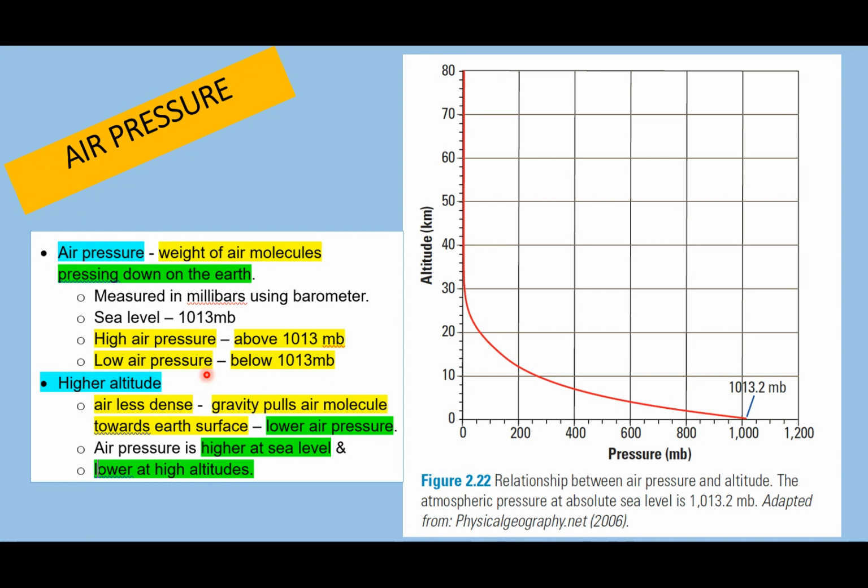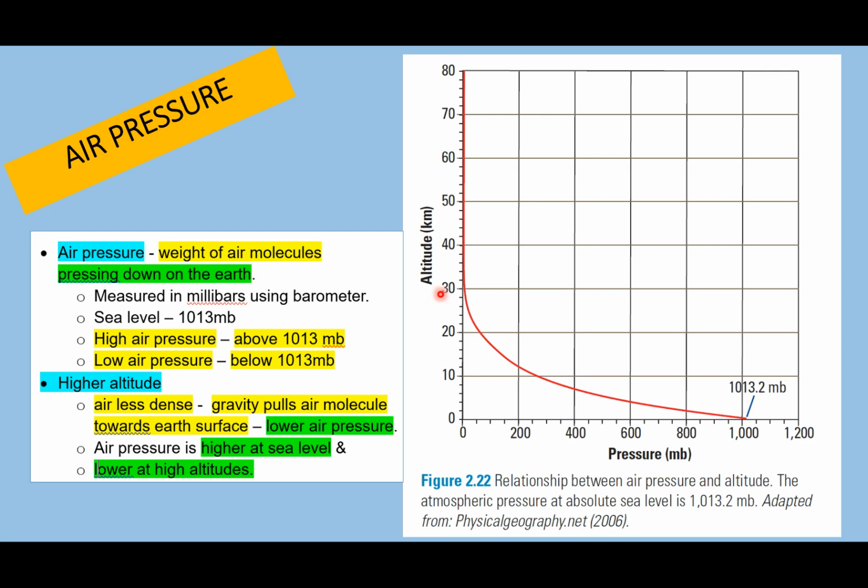So what happens at higher altitude? At higher altitude, the air is less dense because gravity pulls air molecules towards the Earth's surface. This lowers the air pressure. Air pressure is higher at sea level and lower at high altitude.